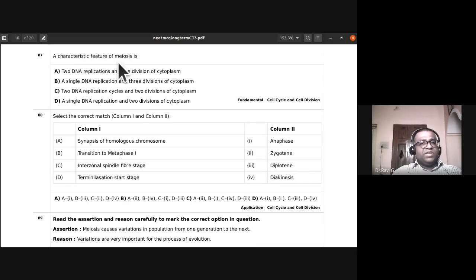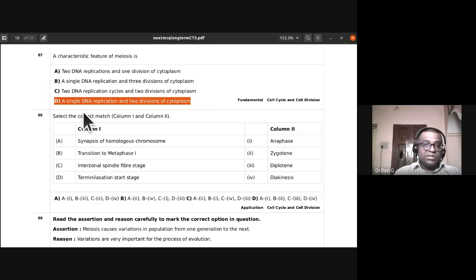A characteristic feature of meiosis is 2 DNA replication and 1 division of cytoplasm, a single DNA replication and 3 division of cytoplasm, a single DNA replication and 2 division of cytoplasm. In meiosis, D is the answer. One single DNA replication happens, that is in interphase, before meiosis 1. Two divisions of cytoplasm, one at meiosis 1 and one at meiosis 2. So this you have to remember, D is the answer.